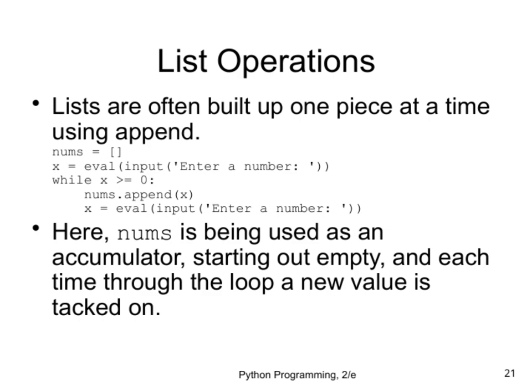The key idea here is that nums functions as an accumulator. It begins empty, and each time through the loop, a new value is added to it. This technique is very common when building lists dynamically based on user input or other data sources. It highlights how flexible and powerful list operations can be in Python, especially when you're gathering data piece by piece. Overall, this pattern is fundamental for managing collections of data efficiently in your programs.